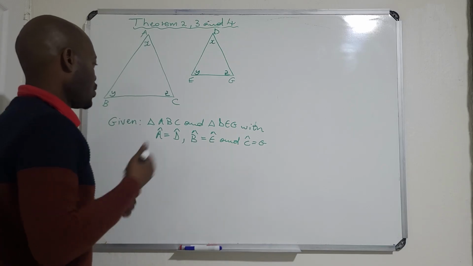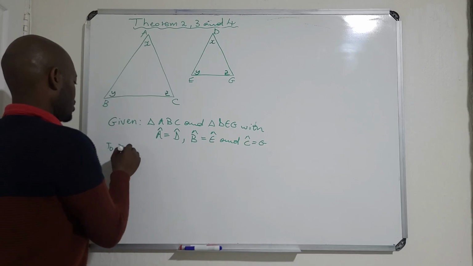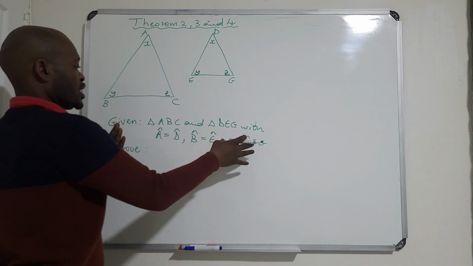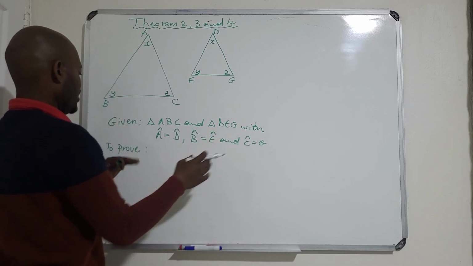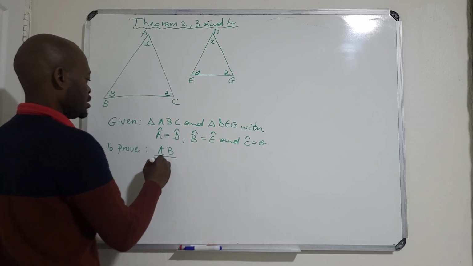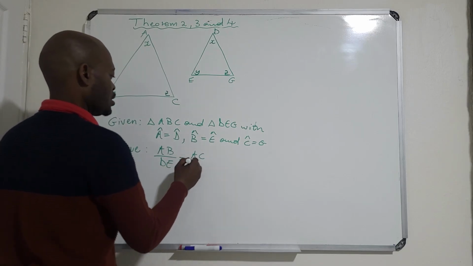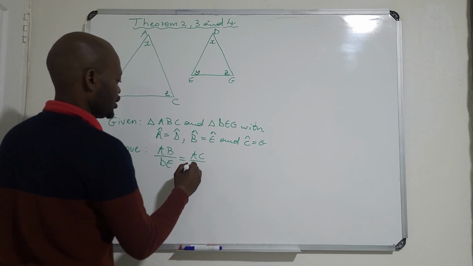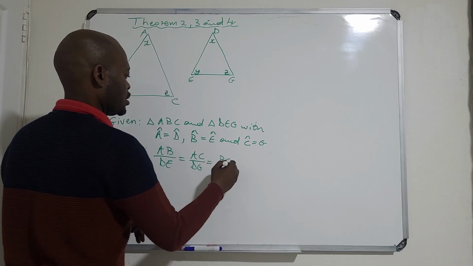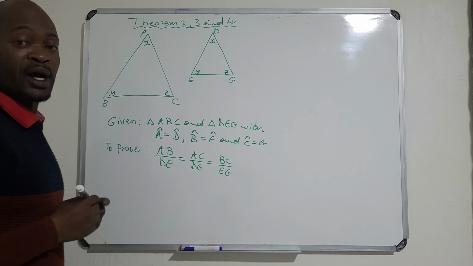Now, we are required to prove that. We are to prove this because since they are equiangular, then they are similar. Therefore, we are to prove that AB over DE is equal to AC over DG, which is equal to BC over EG. This is what we are required to prove.